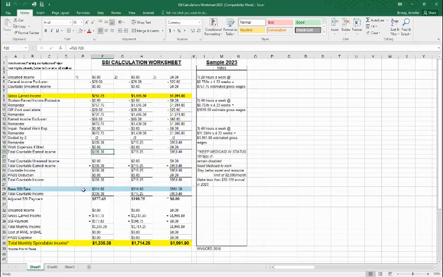Our base SSI rate, remember, the maximum amount of money that anyone in the United States can get on SSI in 2023 is $914. We subtract that countable earned income of $336.38, and we get an adjusted SSI payment of $577.68. So remember when I was talking about SSI check reduction, your SSI check will always go down if you work.